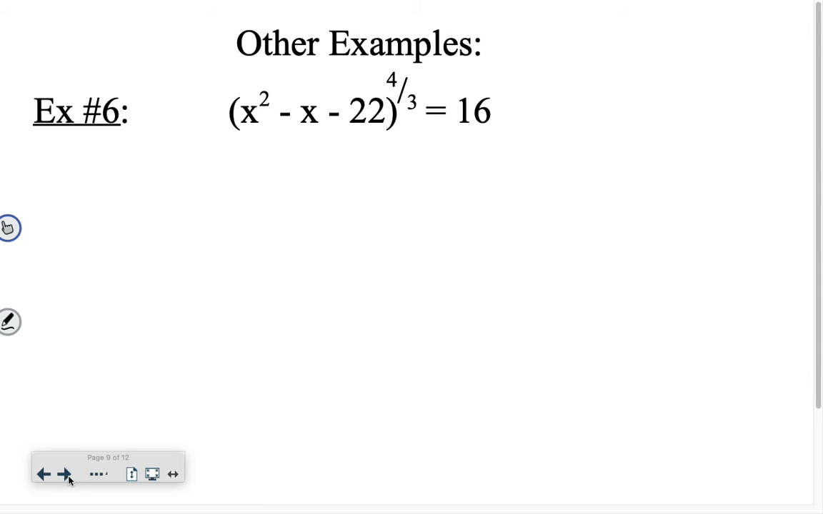This is just a different version of what we've already done with radicals. Okay? So you've got a quadratic raised to the 4/3 power. And I'm going to show you two ways to do this. That way, whichever way you like, you can work off of that.